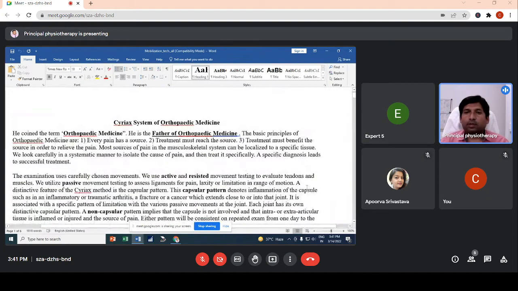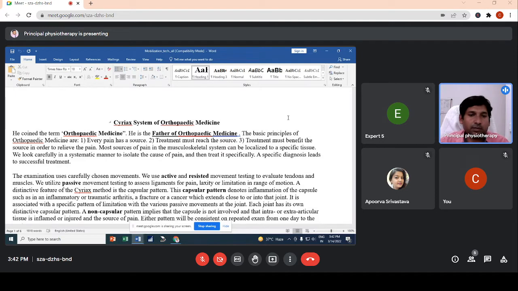Basically, in orthopedic physiotherapy, as per your syllabus, we will go through the advanced techniques we use. The first technique is Cyriax's method of orthopedic medicine. Cyriax is known as the father of orthopedic medicine, and he contributed his principles for the assessment and treatment of orthopedic conditions, in patients suffering with pain, stiffness and musculoskeletal problems. He coined three basic principles.